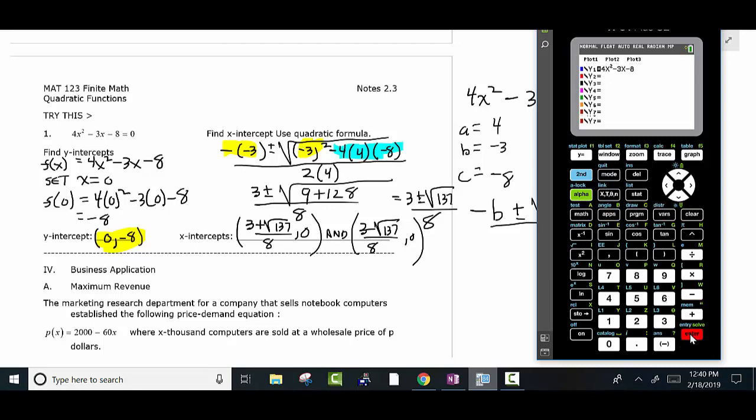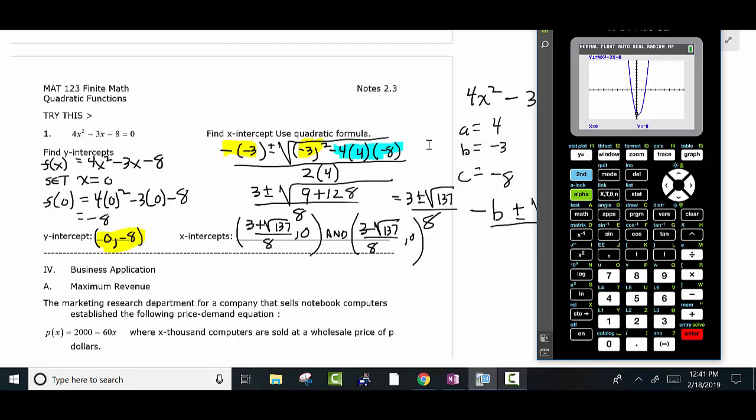We'll just do this in a standard window. Remember, the way to do a standard window is Zoom 6. So there's your parabola, and it opens upward. Here's a couple of things you can check. If you type trace and then 0, that verifies the Y-intercept. So that Y-intercept is -8. Once I got my graph, I did trace 0, and that verifies that the -8 is right.